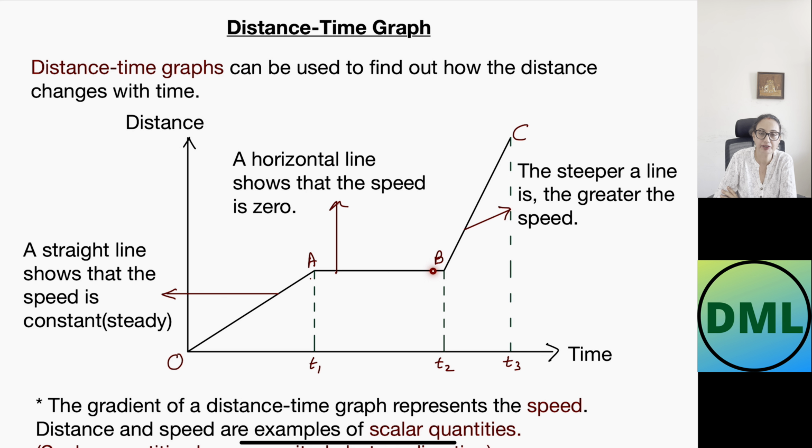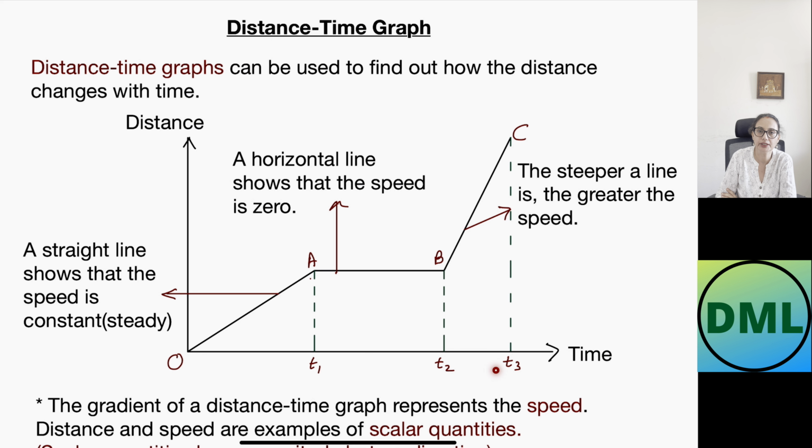At this position, when we are not moving at all, a horizontal line shows that the speed is 0. When you are not moving, that means you are at a stationary position. That means your speed is 0. We are covering no distance from time T1 to T2. We are at the same position.